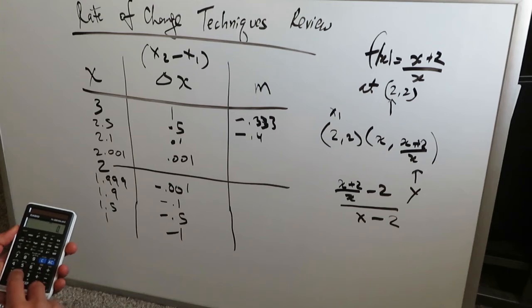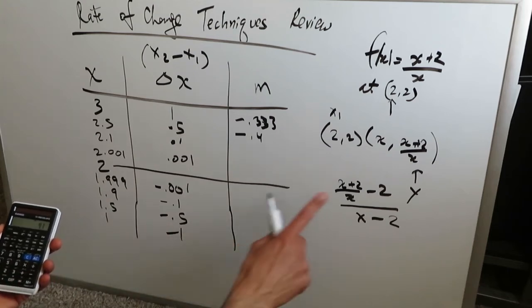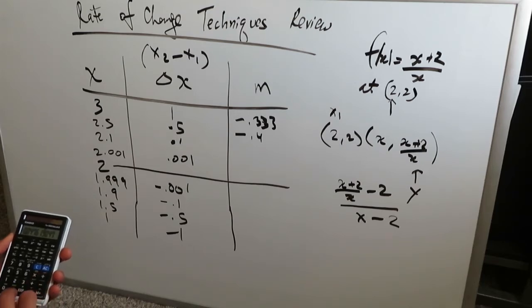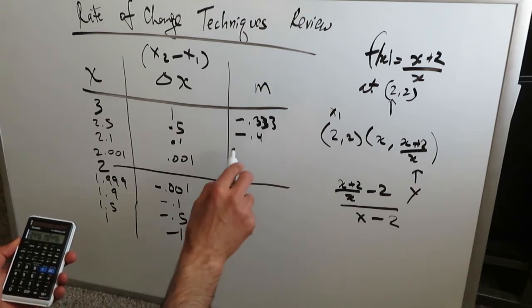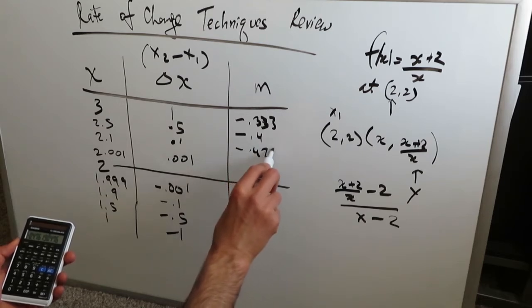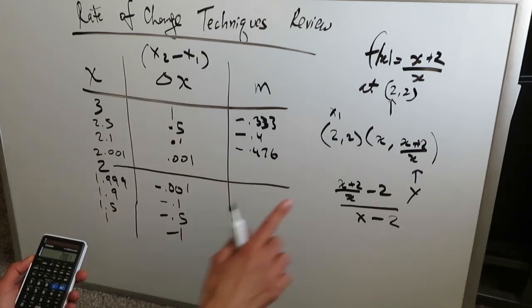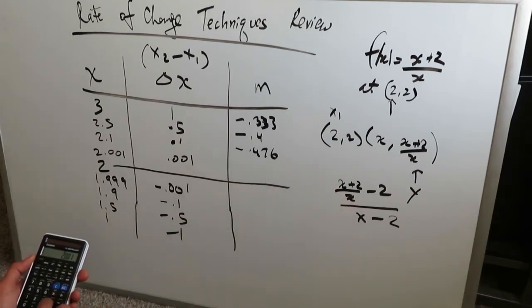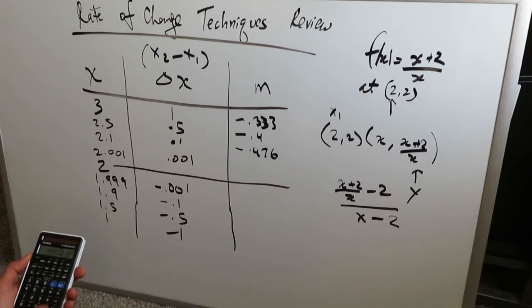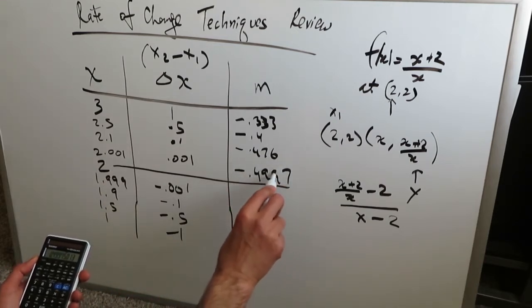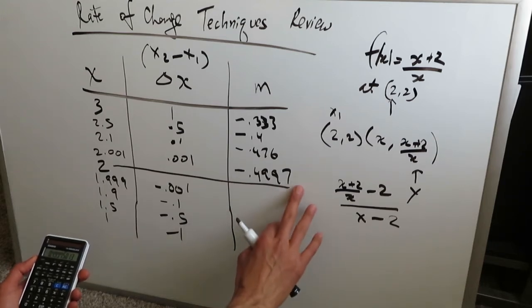Let's use 2.1. 2.1 plus 2 divided by 2.1 minus 2 divided by 0.1. I get a minus 0.476. Let's use lastly the 2.001 value. 2.001, we're plugging all of these values in terms of x. Plus 2 divided by 2.001 minus 2 divided by 0.001, I get a minus 0.4997. You see, we're getting very close to some value here of 0.5.